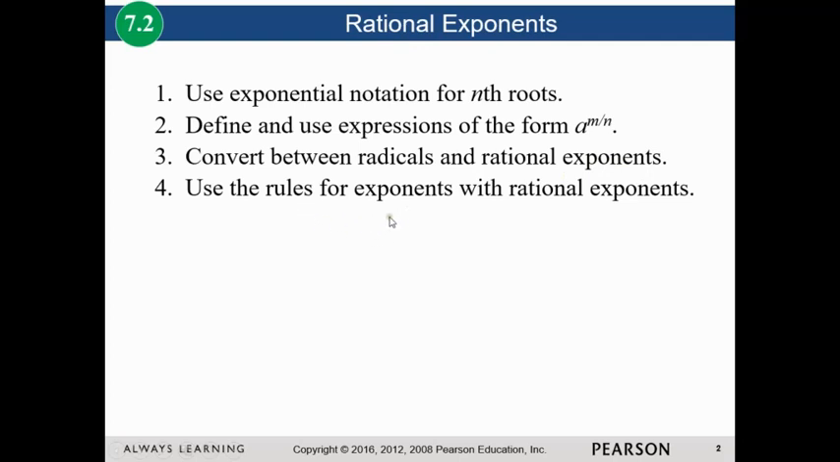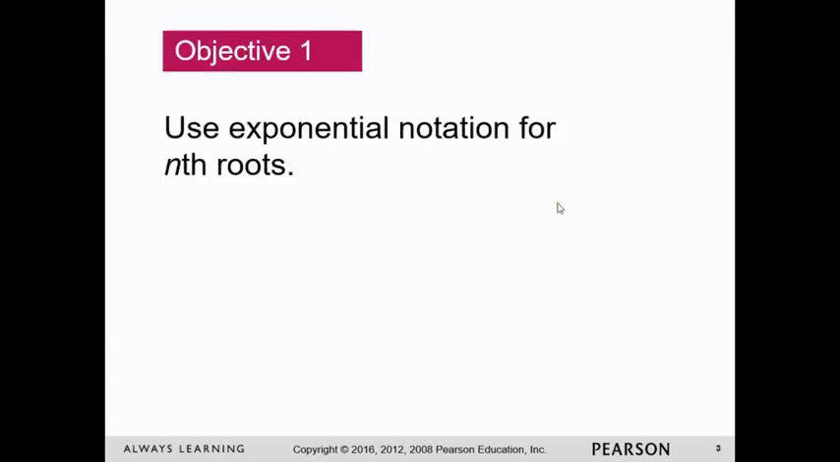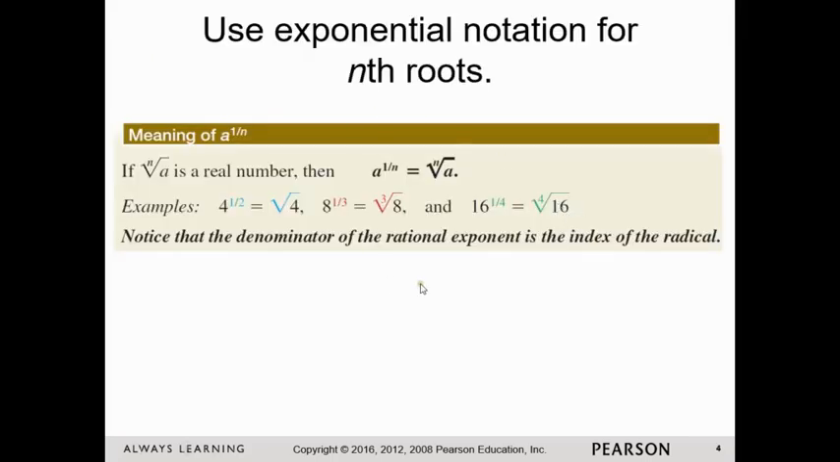And then we'll use the rules for exponents, which we've already done before, but we're going to deal with them using rational exponents or fractional exponents. So the first thing, we're going to use exponential notation for nth roots. So here's the idea. We've seen this nth root of a already. We can rewrite this as a to the 1 over n, a to the 1/nth, which is the same thing as taking the nth root of a.